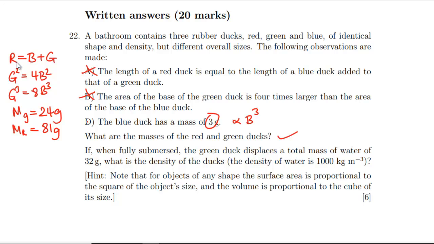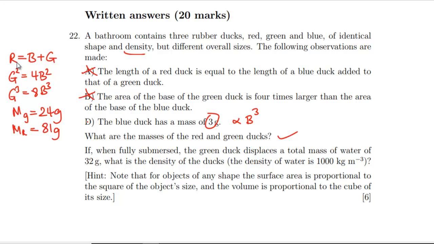If, when fully submersed, the green duck displaces a total mass of water of 32 grams, what is the density of the ducks? Did they say they all have the same? Yeah, they've got the same density, right? So the green duck has displaced a total mass of water of 32 grams.